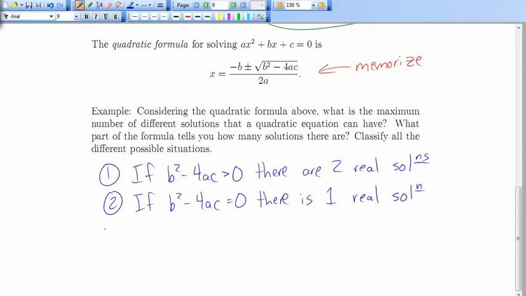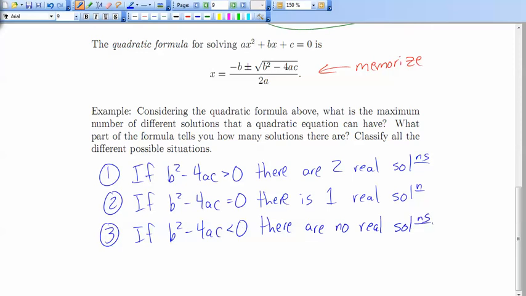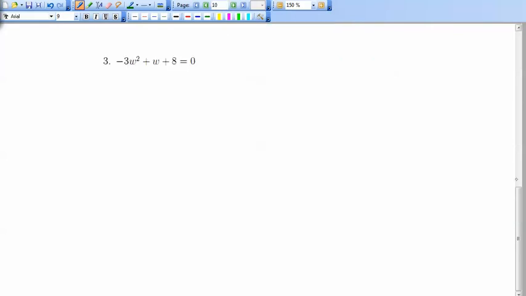All right. And lastly, if our discriminant is negative, there are no real solutions at all. So we can have all three different possibilities, but that's it. There aren't any other options. Either a quadratic equation has two real solutions, one unique real solution, or no real solutions. Those are the only possibilities. Now let's use that quadratic formula. I've got it memorized. We'll go try it on the next page here.